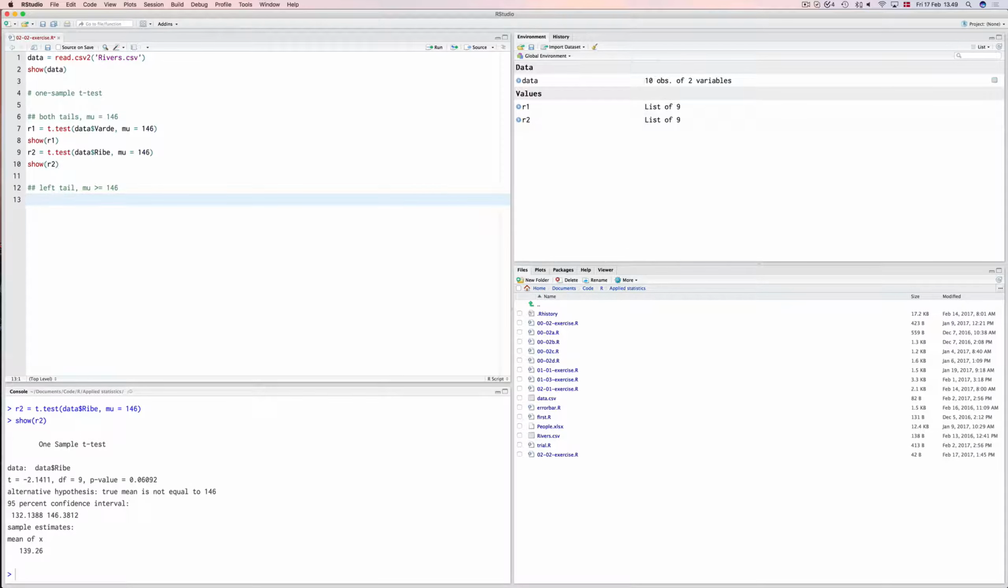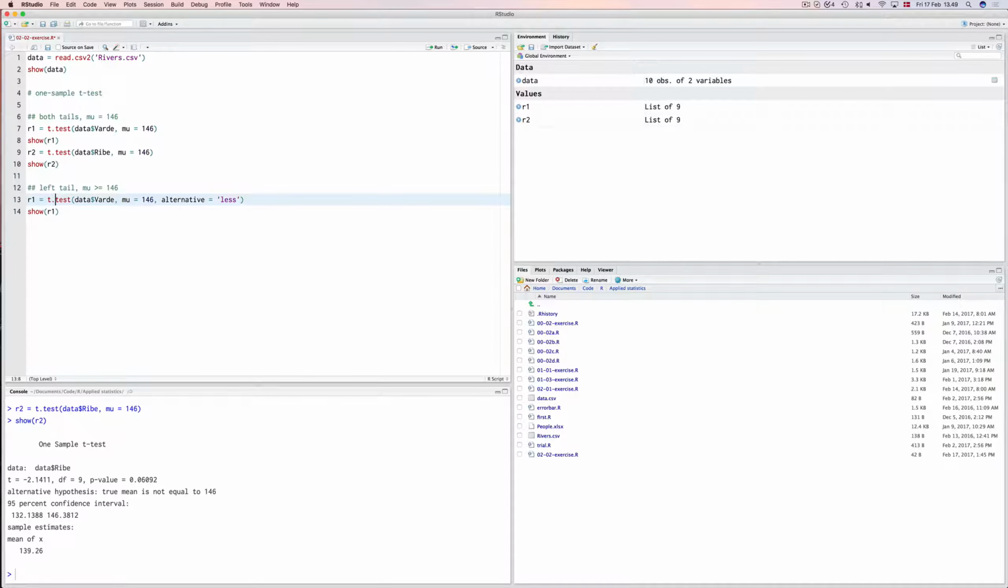Now, how to do that? We use absolutely the same code, t-test. We provide the sample, VADE. Then we provide the mu, 146. And then we should provide the alternative hypothesis. So what will be the alternative hypothesis? Well, if the null hypothesis is greater or equal, then the alternative hypothesis will be smaller, or less, right? So in this case, we say the alternative hypothesis is less. Let's see what it shows us, okay?